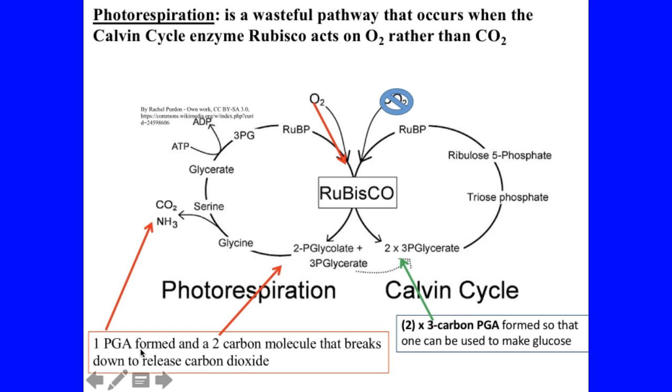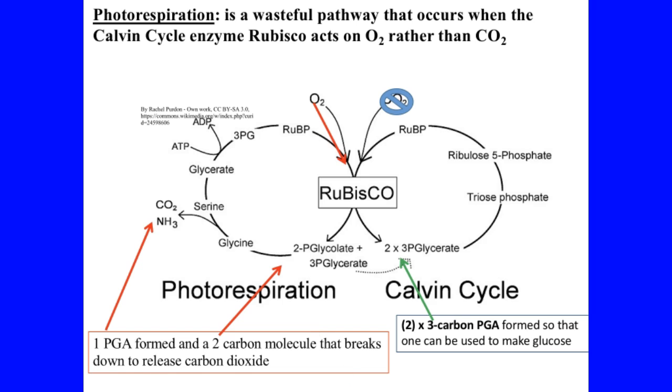1 PGA formed and 2 carbon molecule that breaks down to release carbon dioxide. So instead of going through the cycle and fixing carbon like this side did over here, what it's actually going to do is be releasing carbon dioxide as well. So this is a very wasteful pathway for plants to undergo.